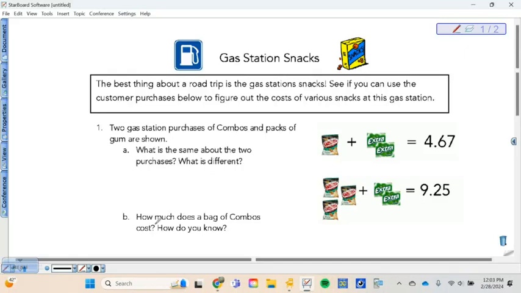They both have 2 packs of gum. So same 2 packs.